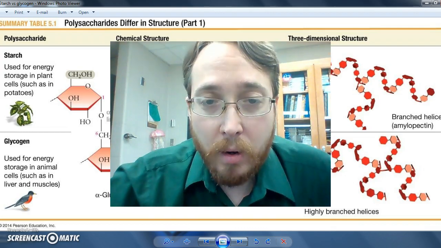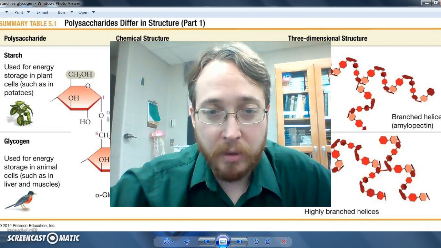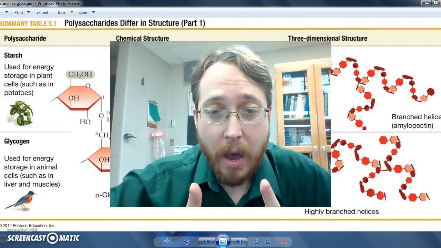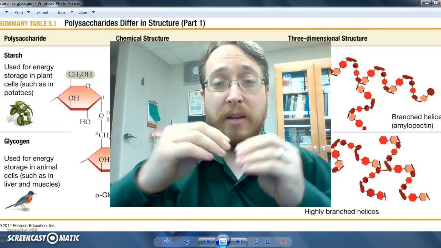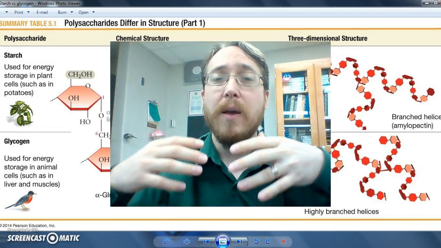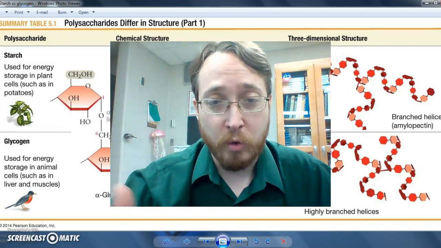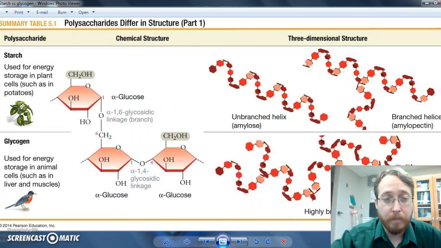We'll have two more polysaccharides, two more polymers today. Both of them use glucose as their monomer, but because they are linked in slightly different ways, the shape of these molecules will be slightly different. So let's get to it.